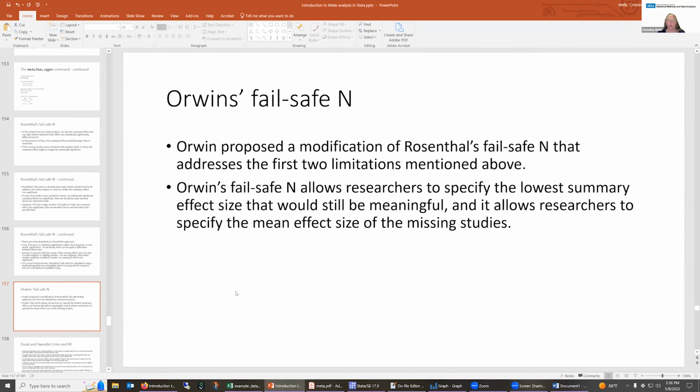next. Orwin comes along and modifies this Rosenthal fail-safe N to address those first two limitations. Orwin's fail-safe N now allows researchers to specify the lowest summary effect size that would still be meaningful, and it allows researchers to specify the mean effect size of the missing studies. Okay, well, that sounds good.